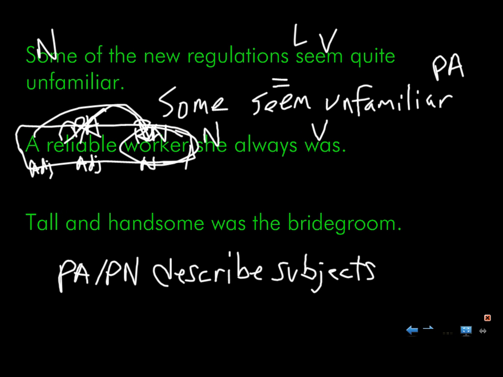Jumping ahead, back to your sentence analysis exercise. Tall and handsome was the bridegroom. This is another example of rearranging. And what is the noun-verb pair? Zach? Bridegroom was. Very good. And Zach, what do I have? Do I have predicate adjective, nominative? Very good. Another compound predicate adjective.